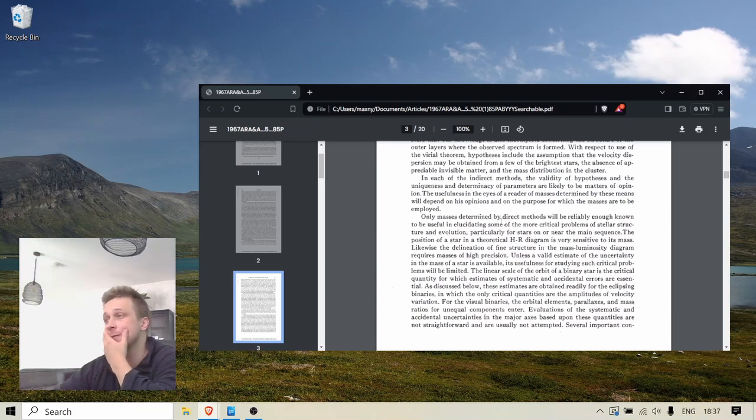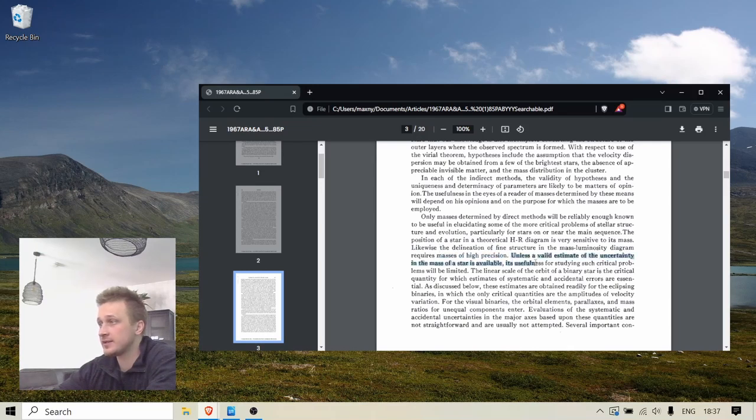Only masses determined by direct methods will be reliably enough known to be useful in elucidating some of the more critical problems of stellar structure and evolution, particularly for stars on and near the main sequence. The position of a star in the theoretical HR diagram is very sensitive to its mass. Likewise, the delineation of fine structure in the mass luminosity diagram requires masses of high precision.